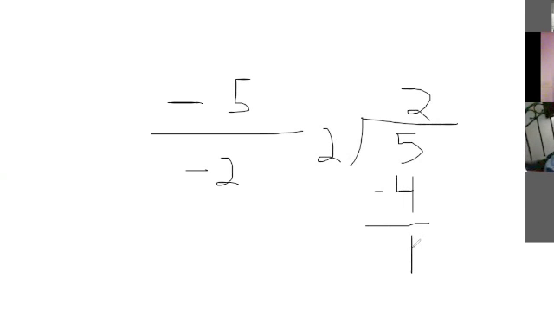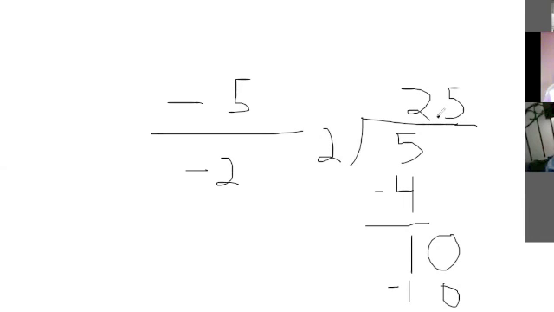2 does not go into 1, so we would have to add a 0 there. And then whenever we add a 0, we have to put a decimal up here. And then 2 goes into 10 5 times. So now that's a 10 right there. And that's it. So we're done with that. So for this question right here, the answer is a 2.5.